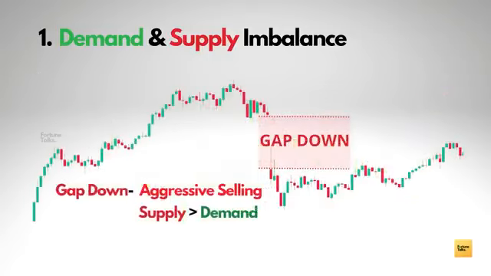Similarly, a gap down is because of the aggressiveness of sellers, which simply means that there are more sell orders, or simply the supply is more than the demand, which causes the price to gap down lower. So in short, gaps occur at levels where there is a supply and demand imbalance.